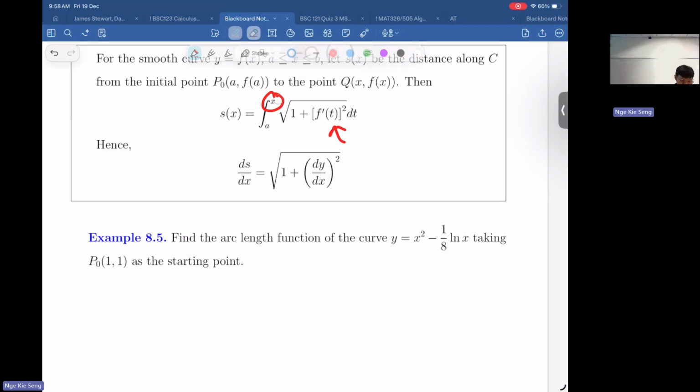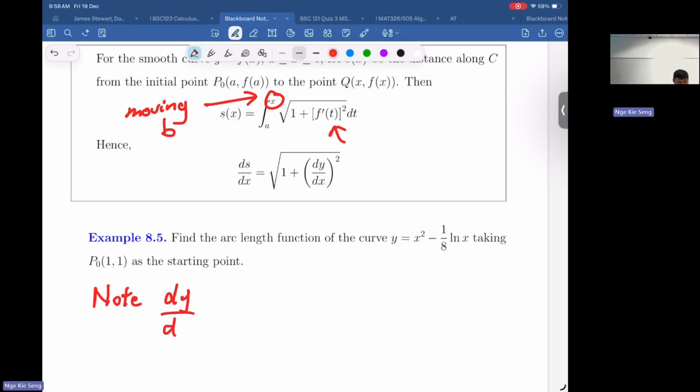So you can think of this x as a moving b. The b is moving, depending on what b you want. So it's really the same thing. It's just making it into a function.